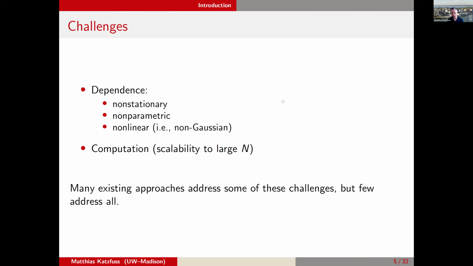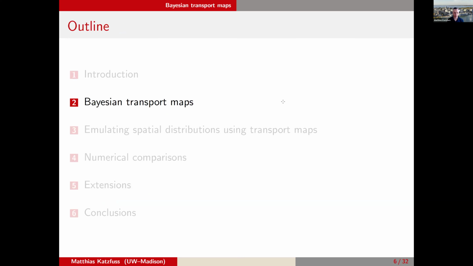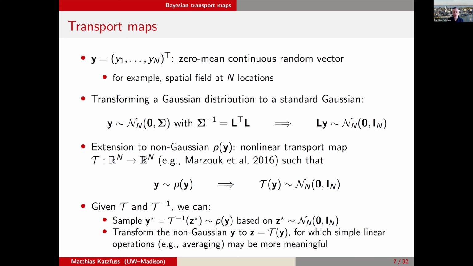And of course, there's a computational problem associated with all of this as well if we have a very large N. And so this is a challenging task, and of course, there's many techniques out there that address at least some of these challenges, but few that address all of them. And we're going to specifically talk about, as I mentioned earlier, Bayesian transport maps as a potential way to address these challenges and sort of learn a high-dimensional spatial distribution from a small sample.